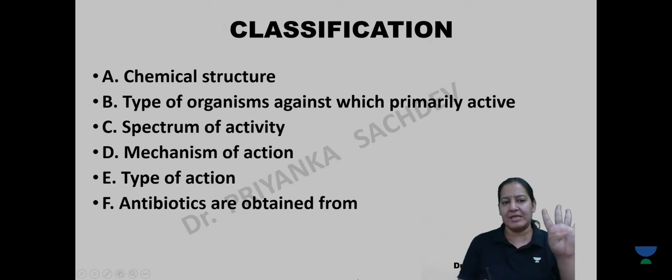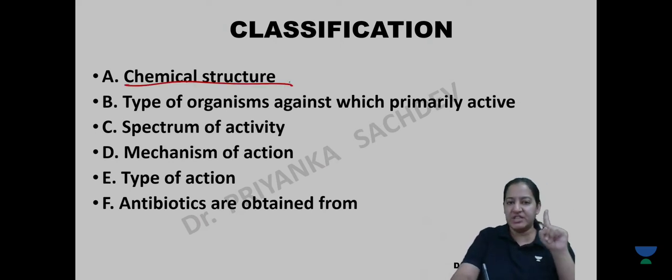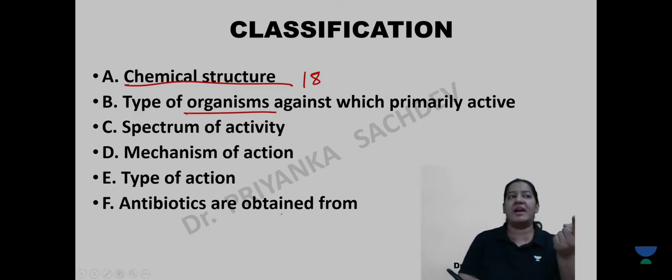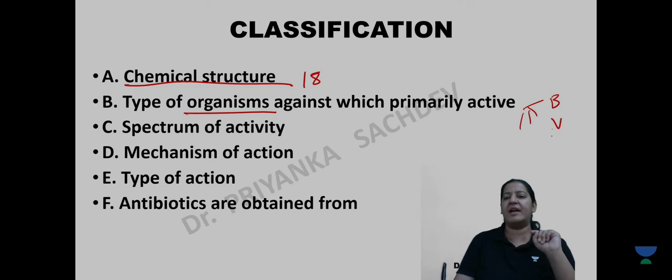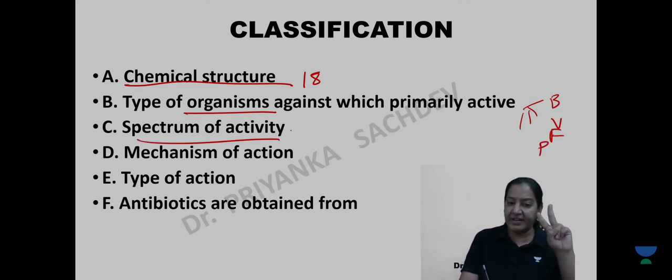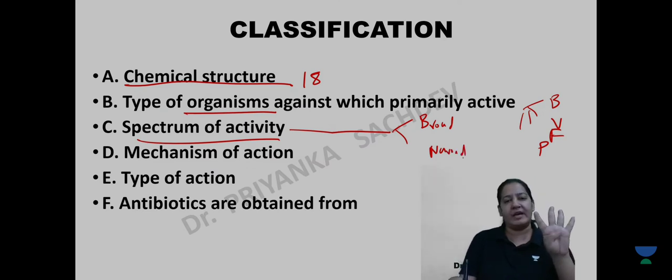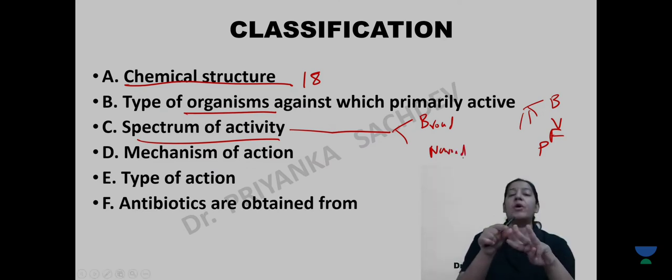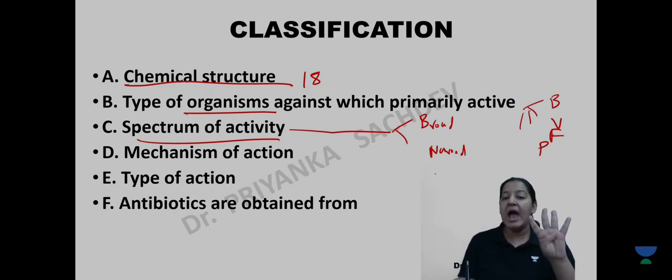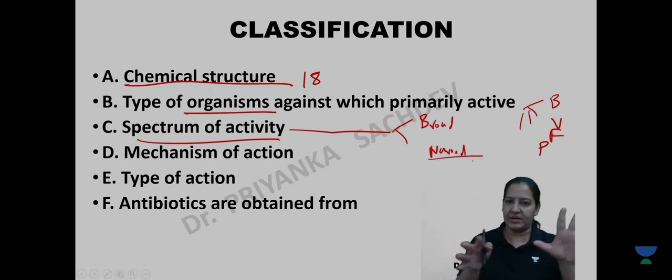So till now we have seen four classifications. Based on chemical structure, we divide the antibiotics into 18 categories. Based on the type of organism against which they are active, we divide the antibiotics into four categories: antibacterial, antiviral, antifungal, and antiprotozoal. Based on the spectrum of activity, we divide them into two categories, broad spectrum and narrow spectrum. Broad spectrum kills all categories: gram positive, gram negative, gram positive bacilli, gram negative bacilli. I hope you know the bacteria inside each category. And narrow spectrum will kill only one category, not all.